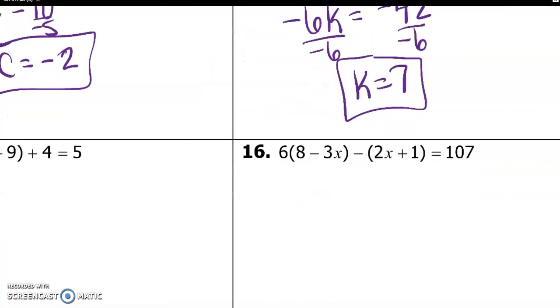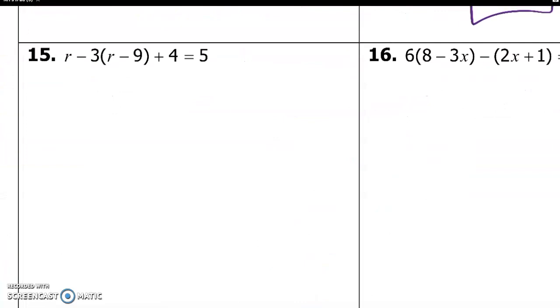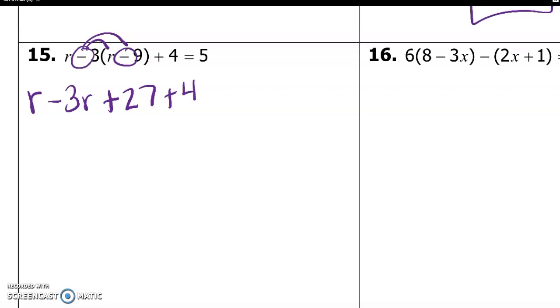Number 15. Bring the r down, then you're distributing a negative 3. So minus 3r plus 27. Negative 3 and negative 9 would be plus 27. Don't forget the plus 4 and equals 5.